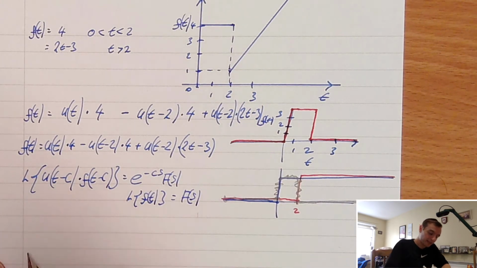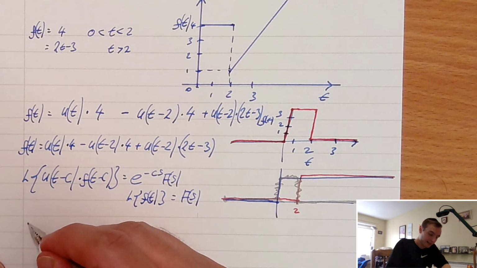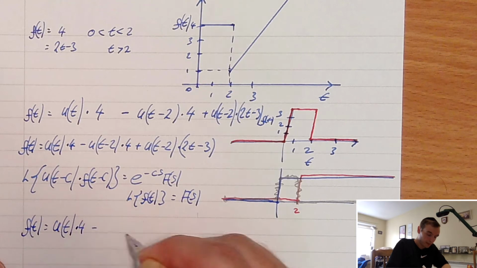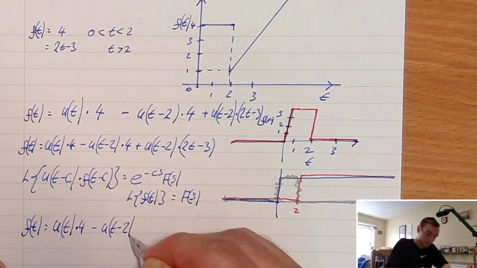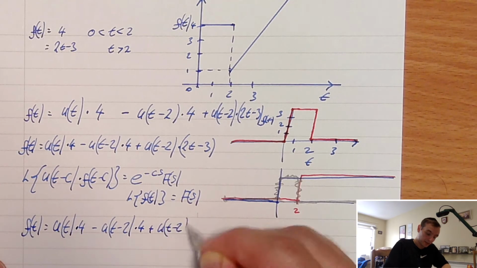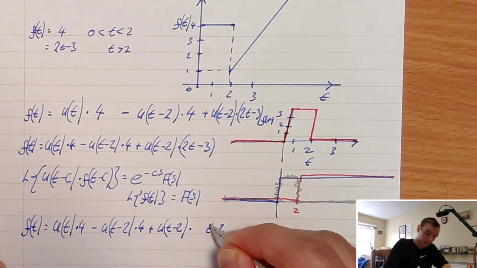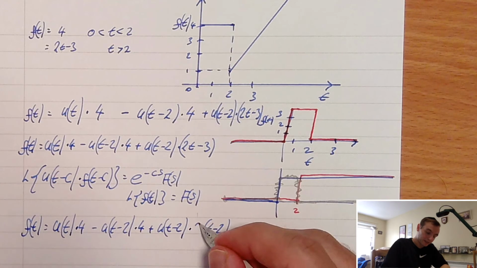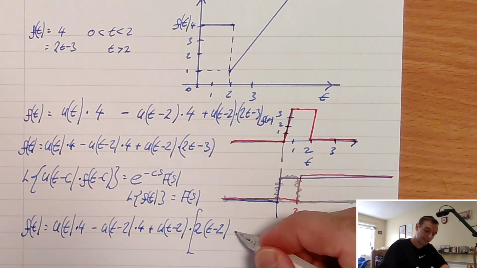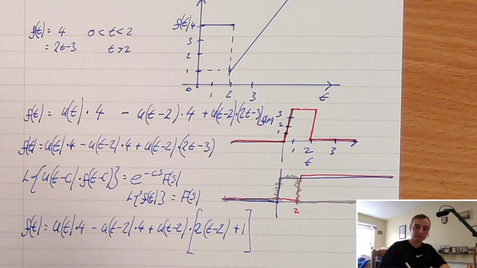And do you remember before we, I'll tell you what, let's do that first. So we'll just rewrite that, saying f(t) equals u(t)·4 minus u(t-2)·4 plus u(t-2)·(t-2). And I'm going to take out the 2 over here, so we get 2t, but then we end up with minus 4. We need it to be minus 3, so we just add a 1, just like that.